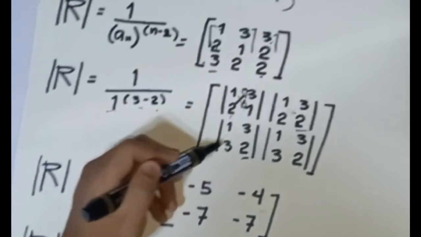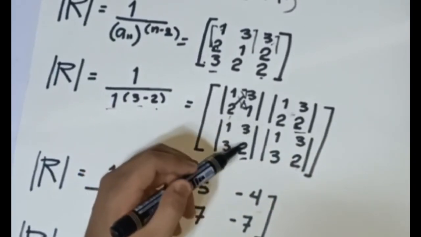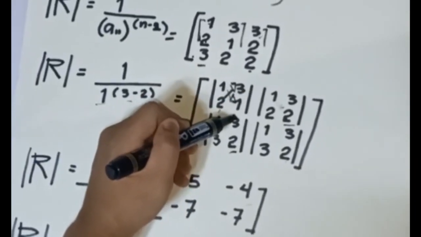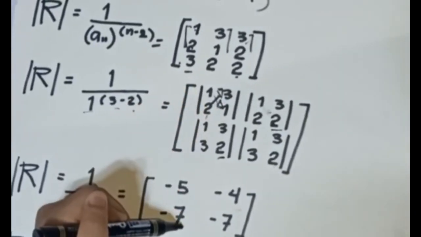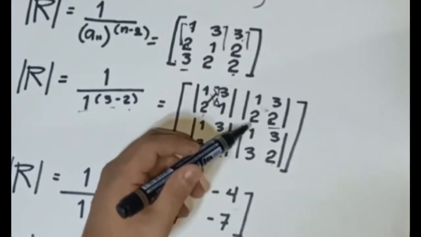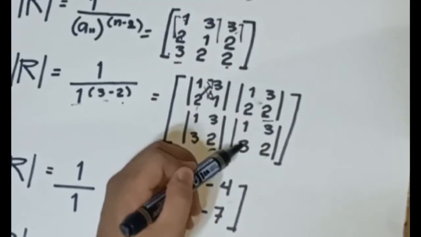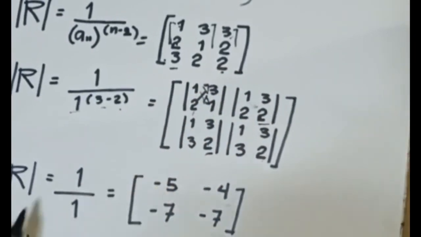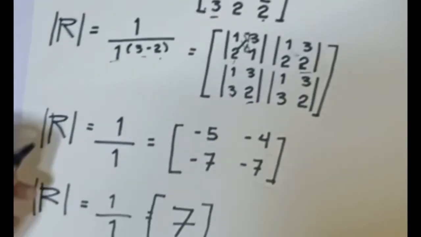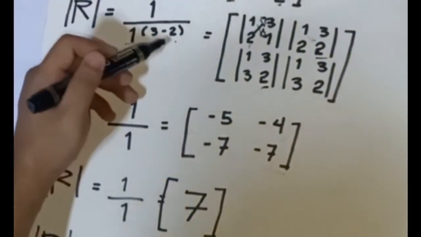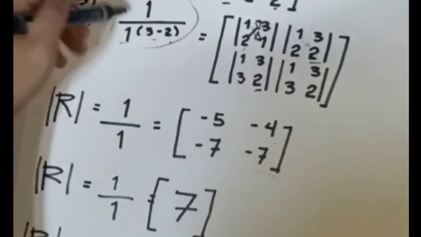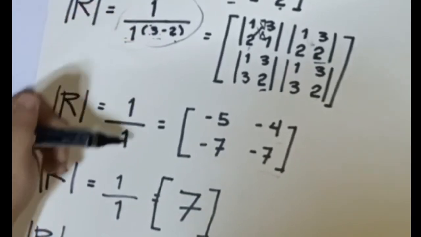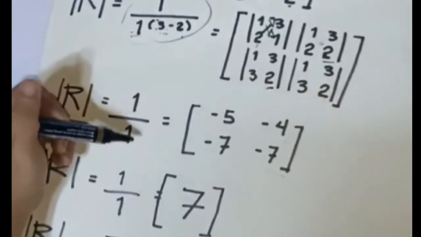In the third group element, 1 multiplied by 2 is equal to 2 minus 3 multiplied by 3 is equal to 9. So 2 minus 9 is equal to negative 7. In the fourth group element, 1 times 2 is equal to 2, 3 times 3 is equal to 9. So 2 minus 9 is equal to negative 7. So to solve this, we need to simplify the given formula here. So 1 over 3 minus 2 is equal to 1. 1 raised to 1 is equal to 1. So 1 over 1 or simply 1.